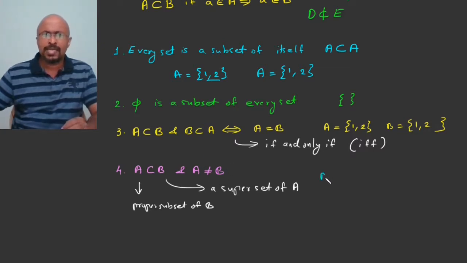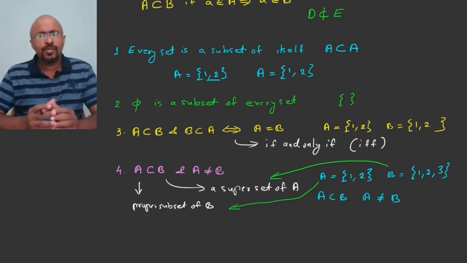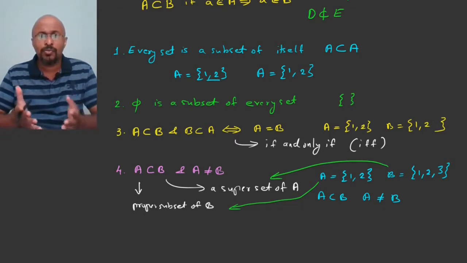We can see a simple example here. Let A be the set {1, 2} and B be the set {1, 2, 3}. You can easily say A is a subset of B and A is not equal to B. So in this case we can say A is a proper subset of B and B is a superset of A. Can you say another example? You can easily say the set of mangoes is a proper subset of the set of fruits, and the set of fruits is a superset of the set of mangoes.